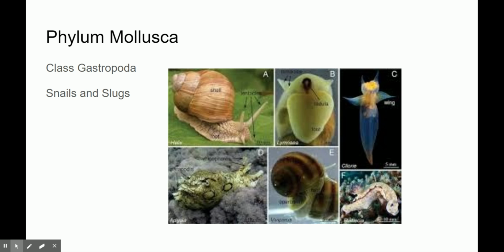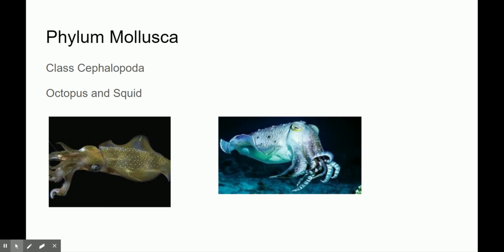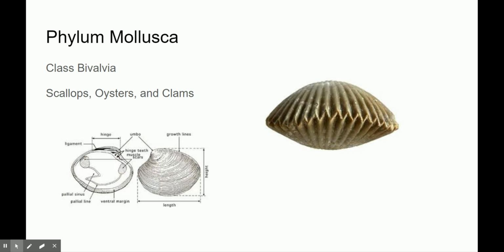Mollusks are going to have three main classes that we are going to talk about. The first one is gastropoda, and that's going to be our snails and our slugs. If you can picture a snail, you can picture a gastropod. Our second is going to be our cephalopods, and we've already talked about cephalopods a little bit because we've talked about cuttlefish, but also octopuses, squids, things like that. And finally, we are also going to have our bivalves. That's going to be our scallops, our oysters, our clams.